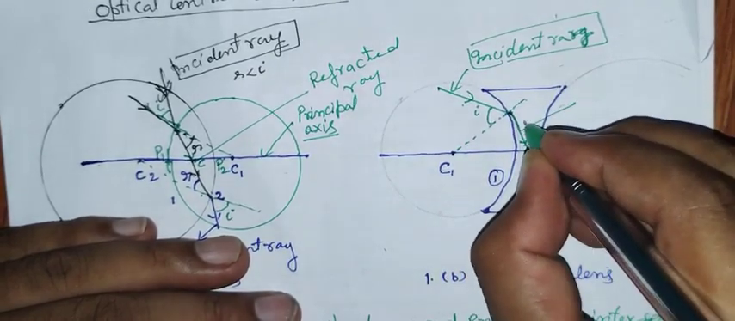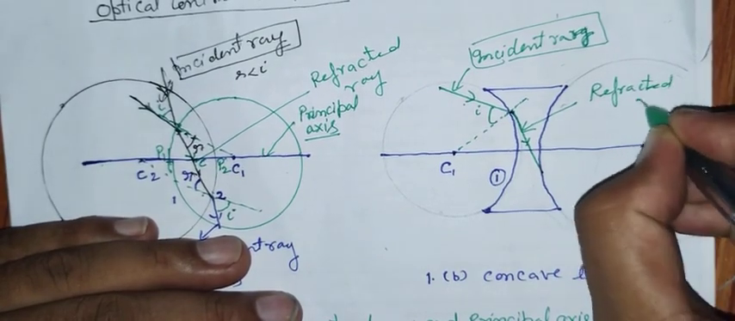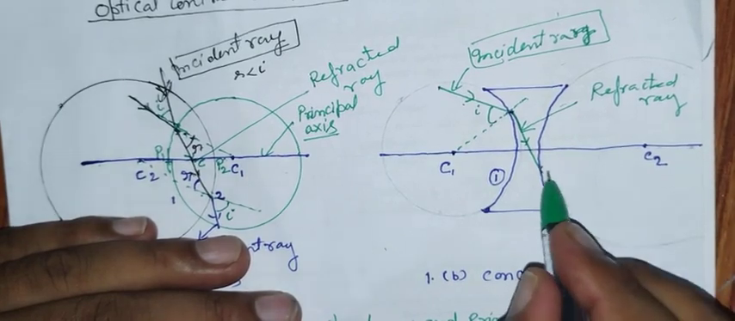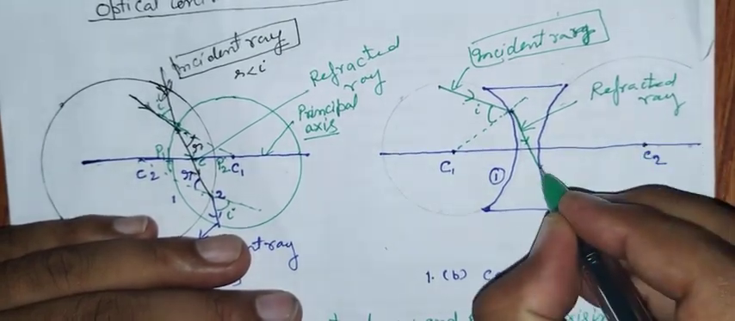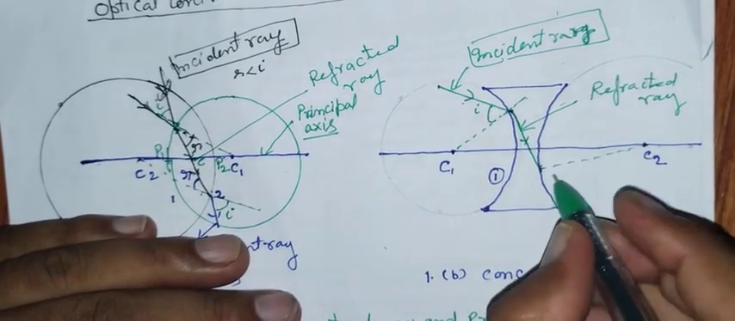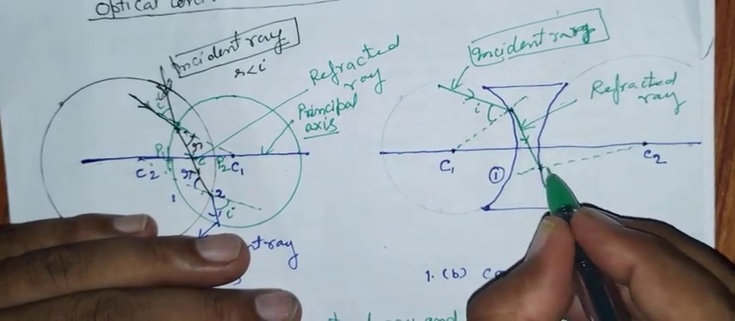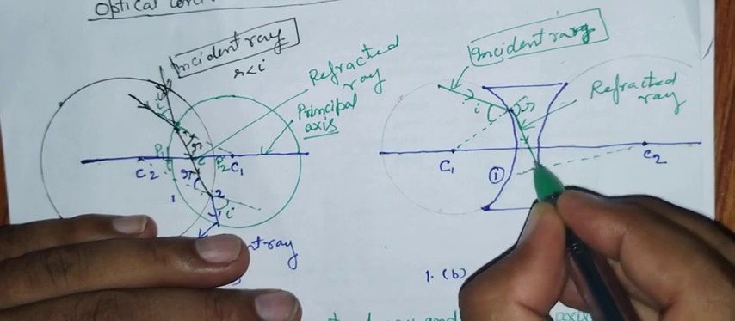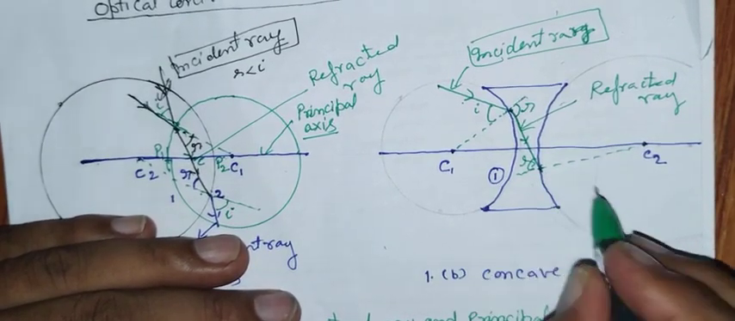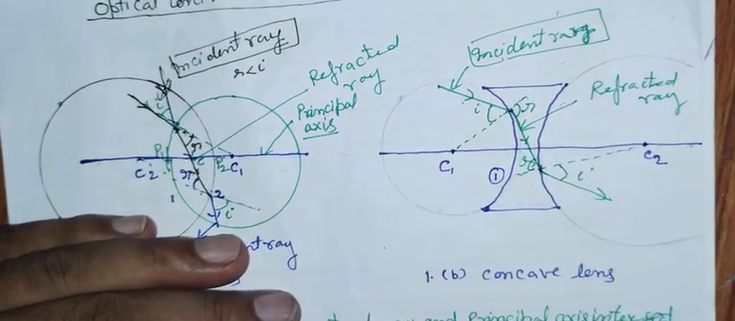This is known as the refracted ray. Again, at this point refraction takes place. From here again draw the normal, then moving R and I, moving away from the normal, the angle of incidence.